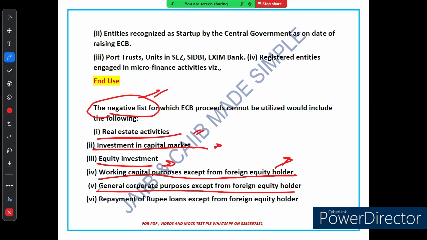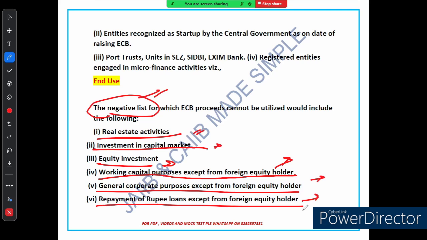Next is general corporate purposes, except from a foreign equity holder. So same as above, unless it is from a foreign equity holder, general corporate purposes is not allowed. And last but not the least is repayment of rupee loan, except from a foreign equity holder. So what does it mean? Repayment of rupee loan is also not allowed. You cannot repay the rupee loan unless it has been taken from the foreign equity holder.